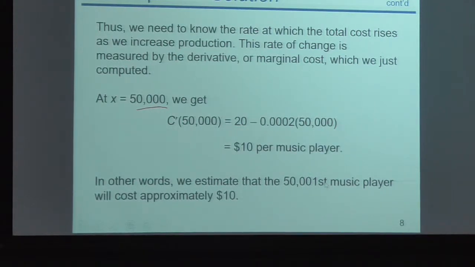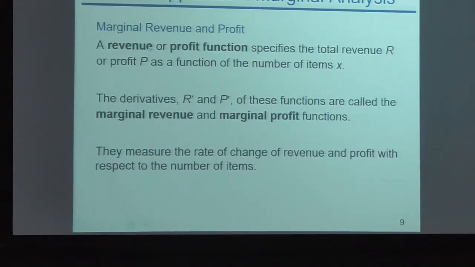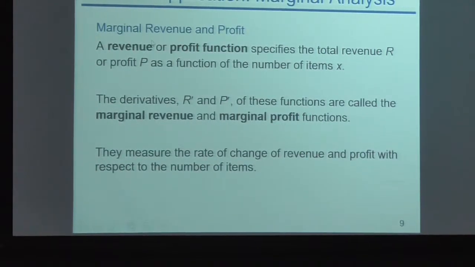50,001, or should you put in 50,000 here? They put in 50,000, right? Okay? But basically they're going to be very, very close anyway. Okay, then we can also talk about marginal revenue and marginal profit.